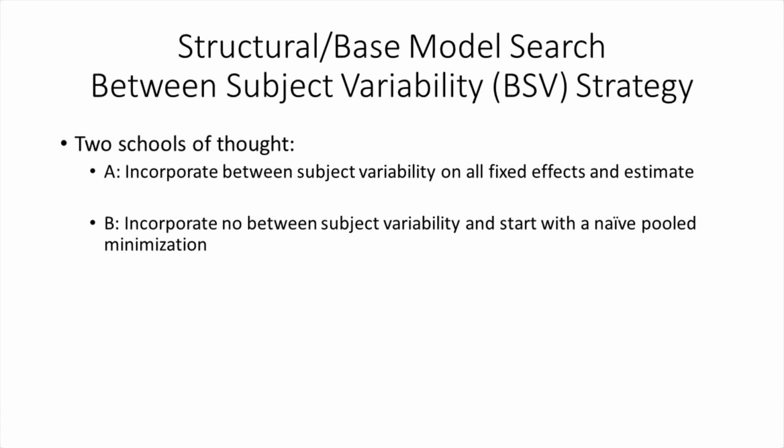The other school of thought is to put no between subject variability and start with what is effectively a naive pooled analysis or a naive pooled minimization. And if you go back to the original lecture, we discussed naive pooled analyses as one potential strategy and also highlighted some of the limitations there.